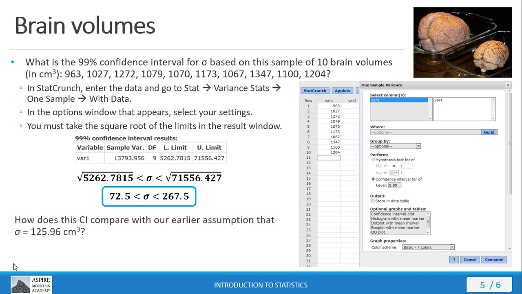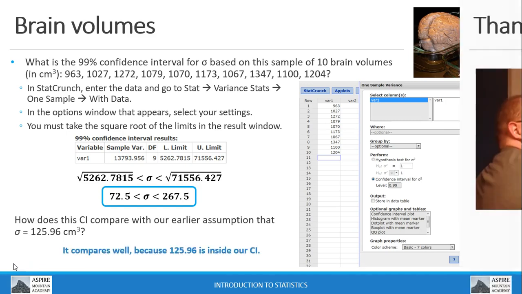How does this compare with our earlier assumption that the population standard deviation is 125.96? Well, it's inside the confidence interval, so it's going to compare very well.